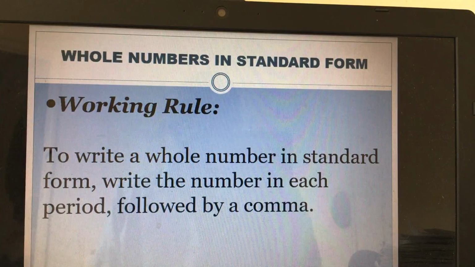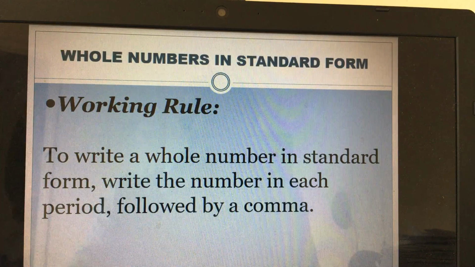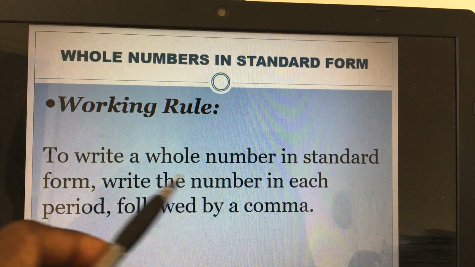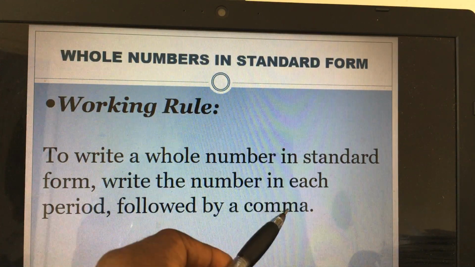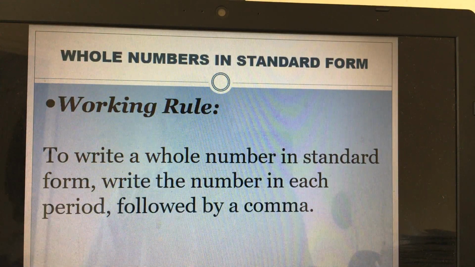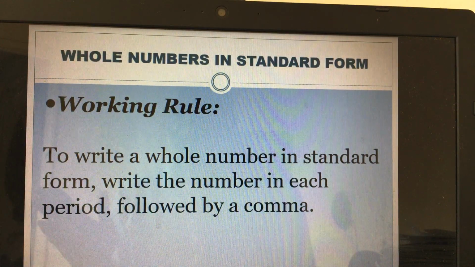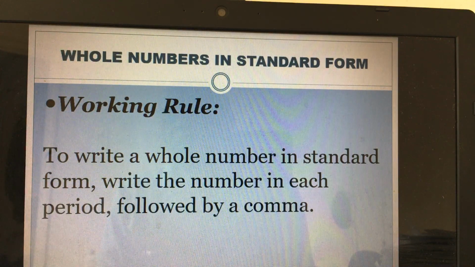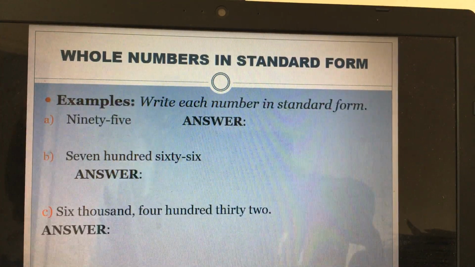This is the working rule. When you want to write whole numbers in standard form, this is the rule right here. The rule says to write a whole number in standard form, write the number in each period followed by a comma. Okay? So the way I explain it, I will usually write the numbers separately and then add them together. That is another way of doing it. Let's try some examples here.